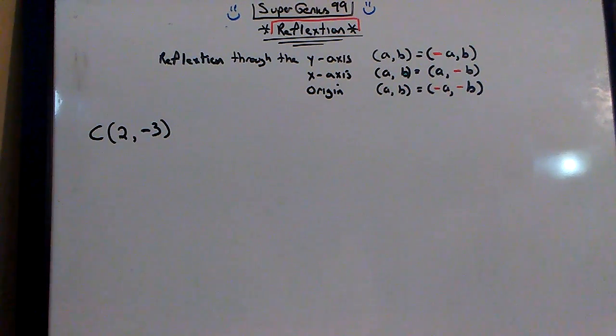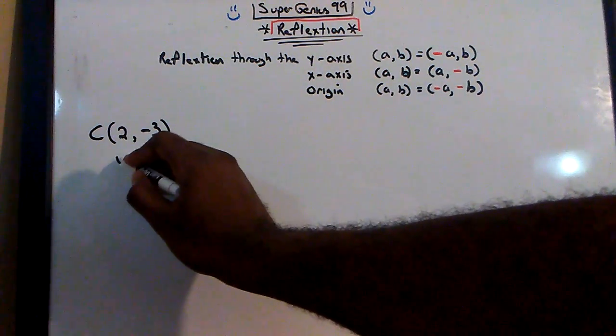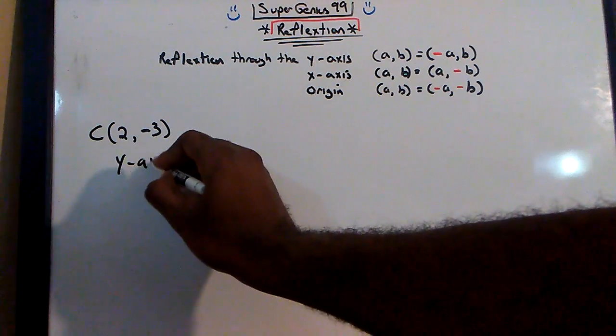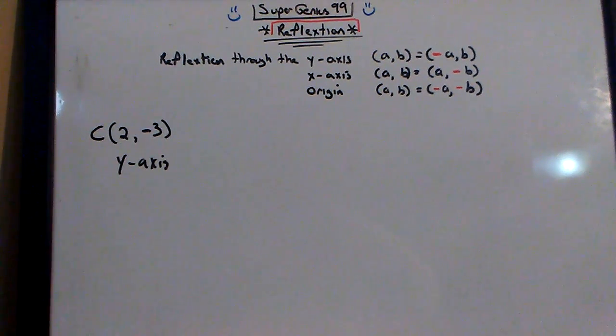So let's start off with (2, -3). First, let's reflect it about the y-axis. Let's just go in the order there. We're just going to do this arithmetically, analytically, and then we're going to do it graphically. So let's just do it on paper.